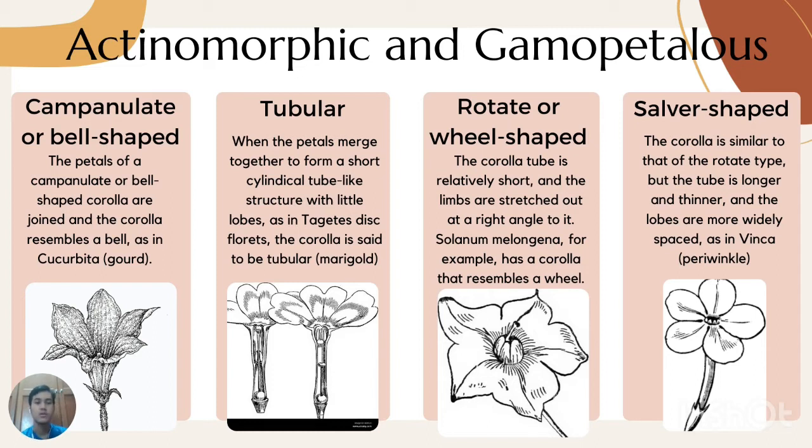So next is tubular. When the petals merge together to form a short cylindrical tube-like structure with little lobes, as in Tagetes disc florets, the corolla is said to be tubular. For example, we can take marigold.